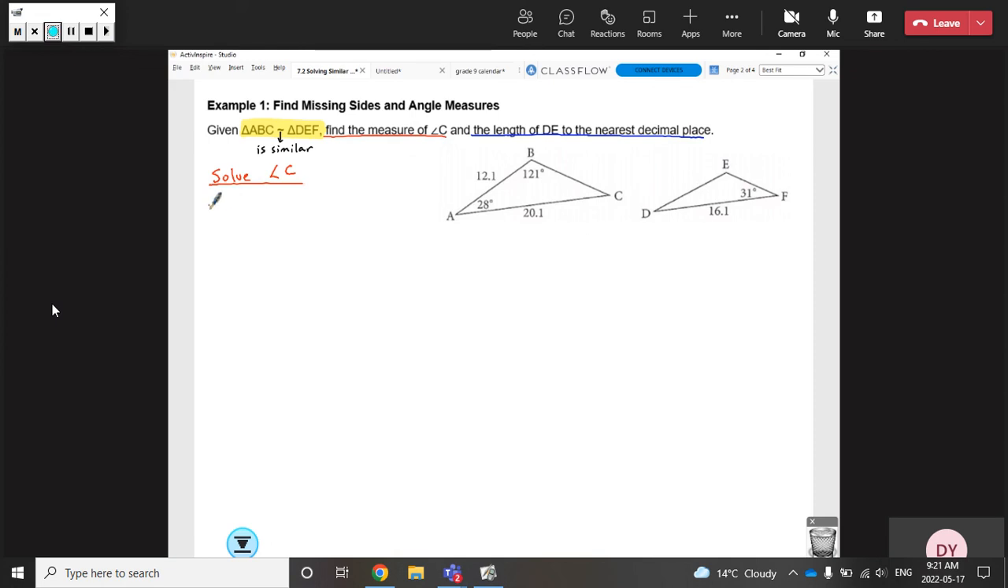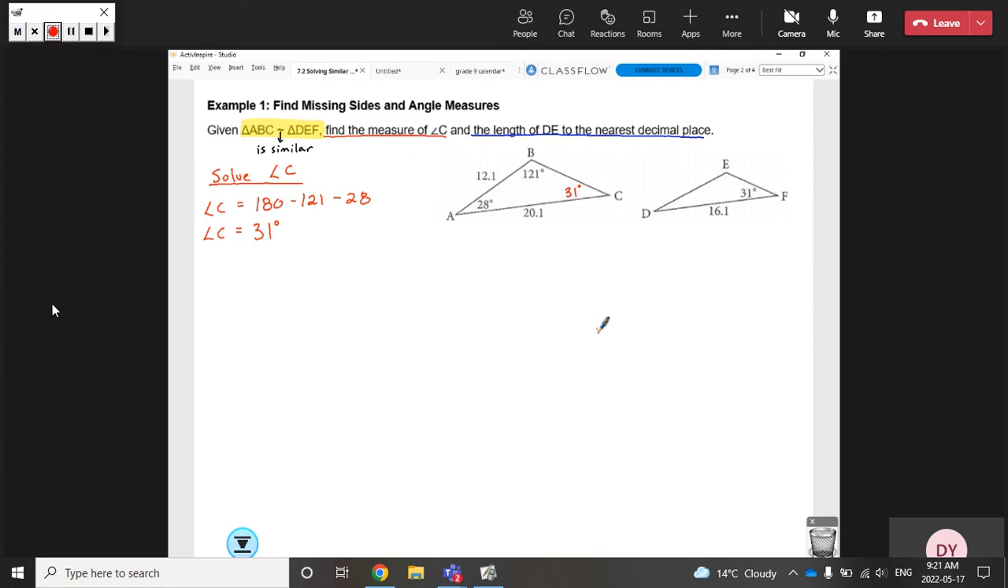We know that angle C is going to equal 180 minus 121 minus 28. I'll go to my calculator here. 180 minus 121 minus 28. And angle C looks like it's 31 degrees. And that's great. I'm going to put that right in here. 31 degrees. Not bad, eh?